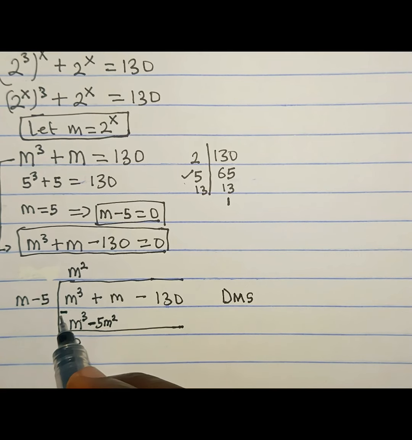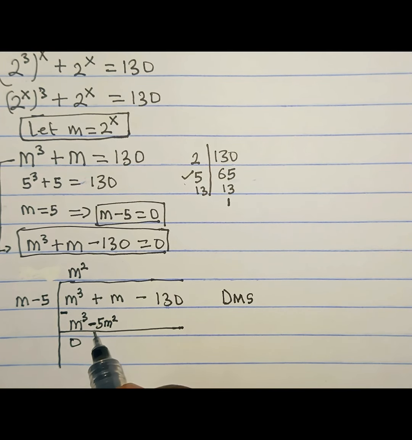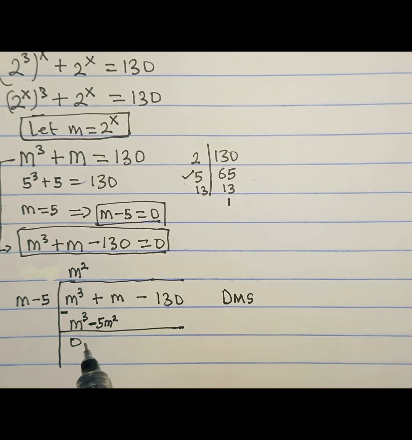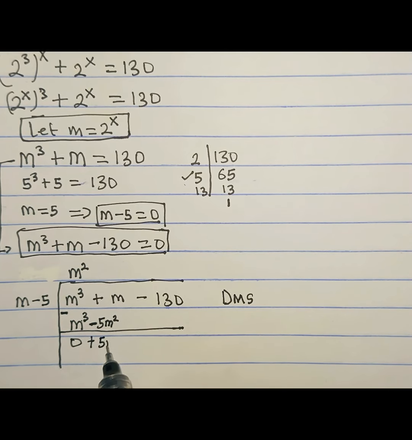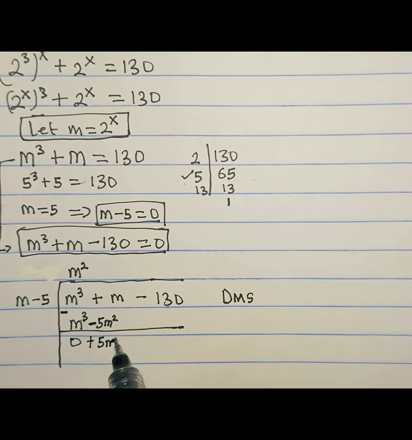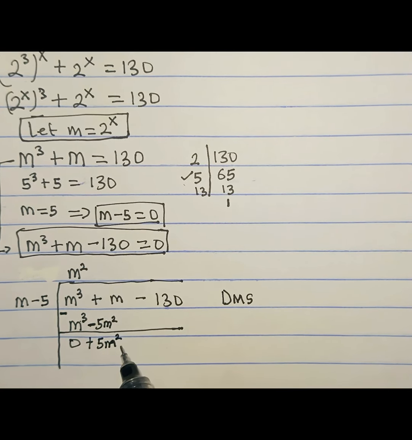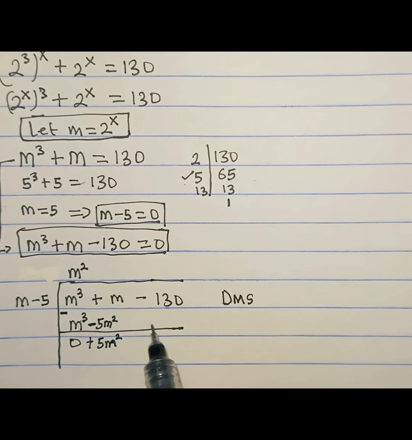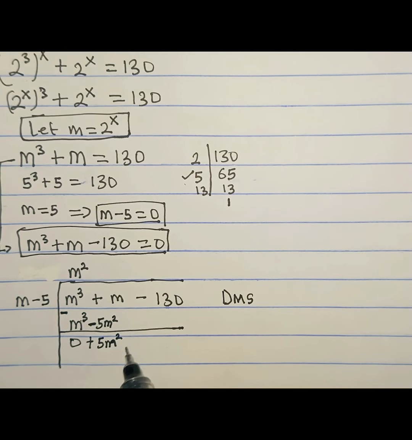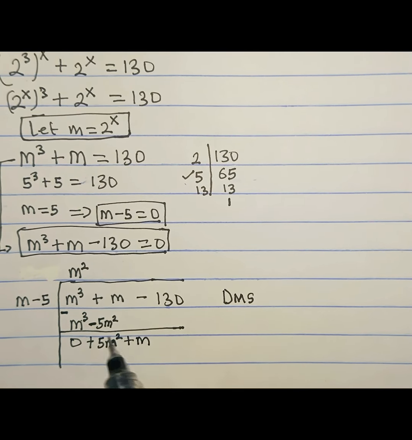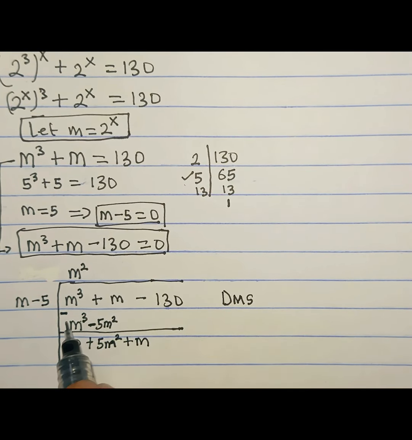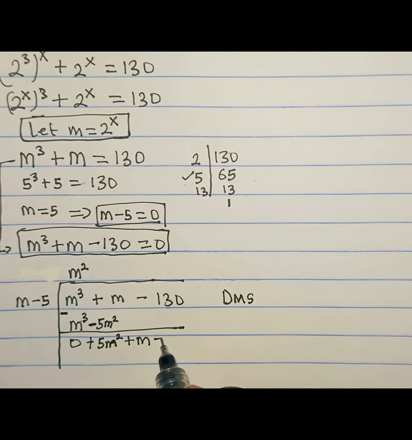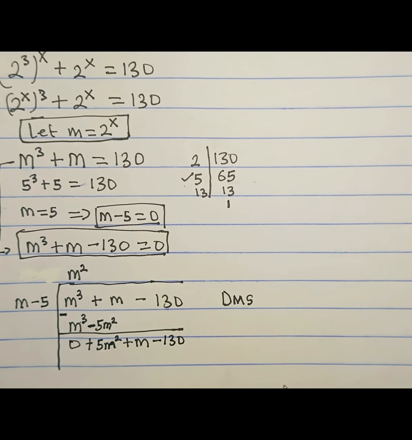So 0 minus minus 5m to power 2 is going to be plus 5m to power 2. Sorry, not m to power 3. So we're going to have positive 5m to power of 2. The next term is left, which is the same as 0. So m minus 0 is the same as m. Then minus 130 minus 0 is the same as minus 130.